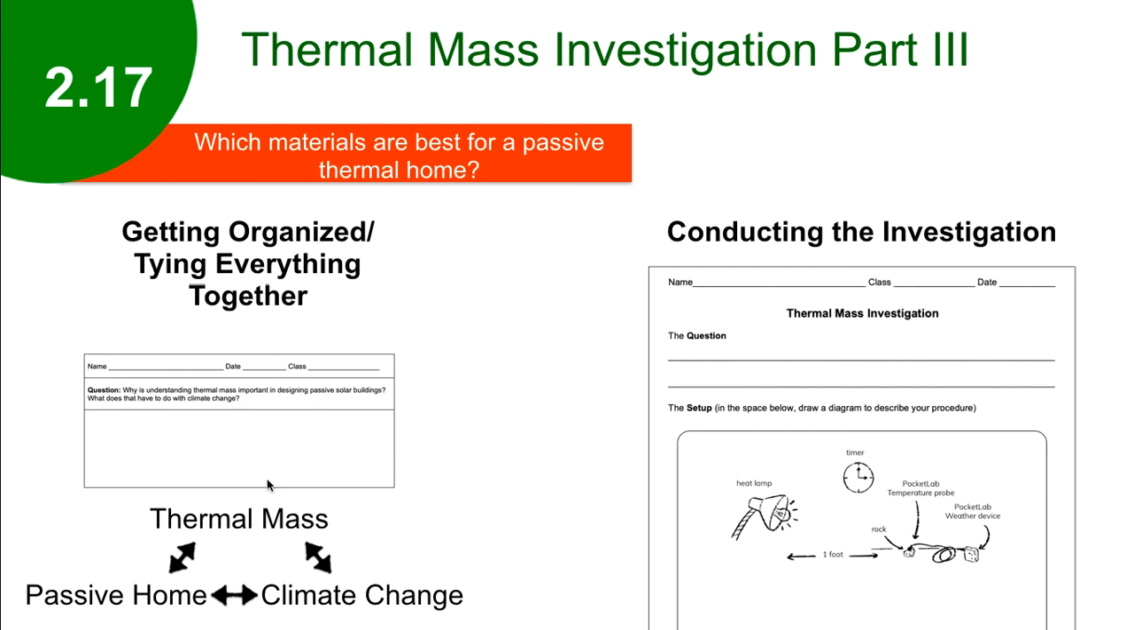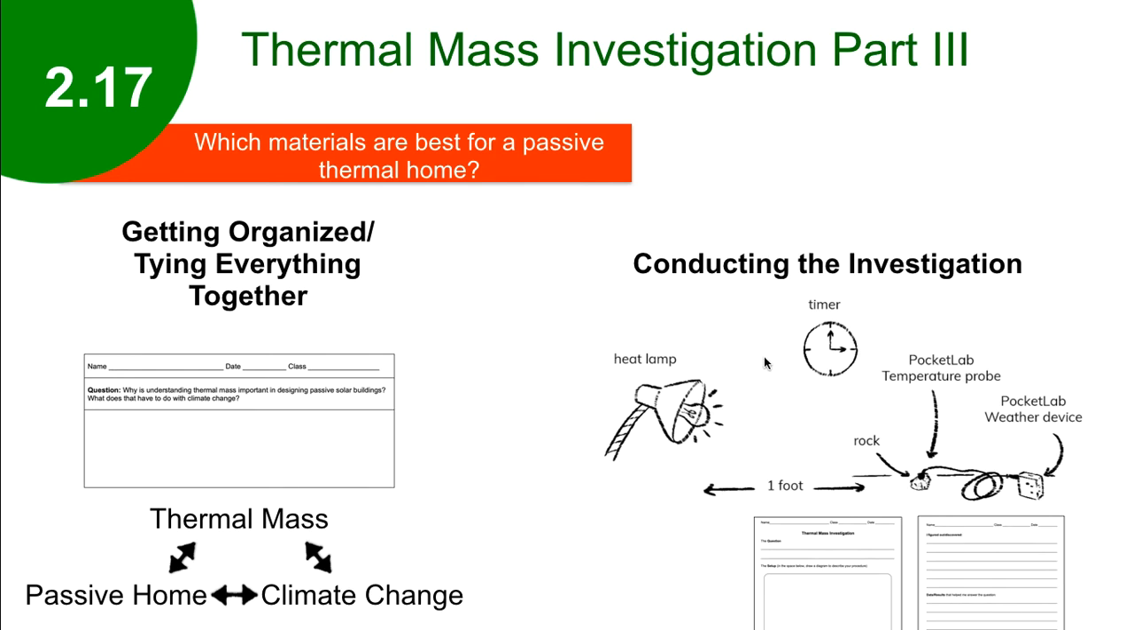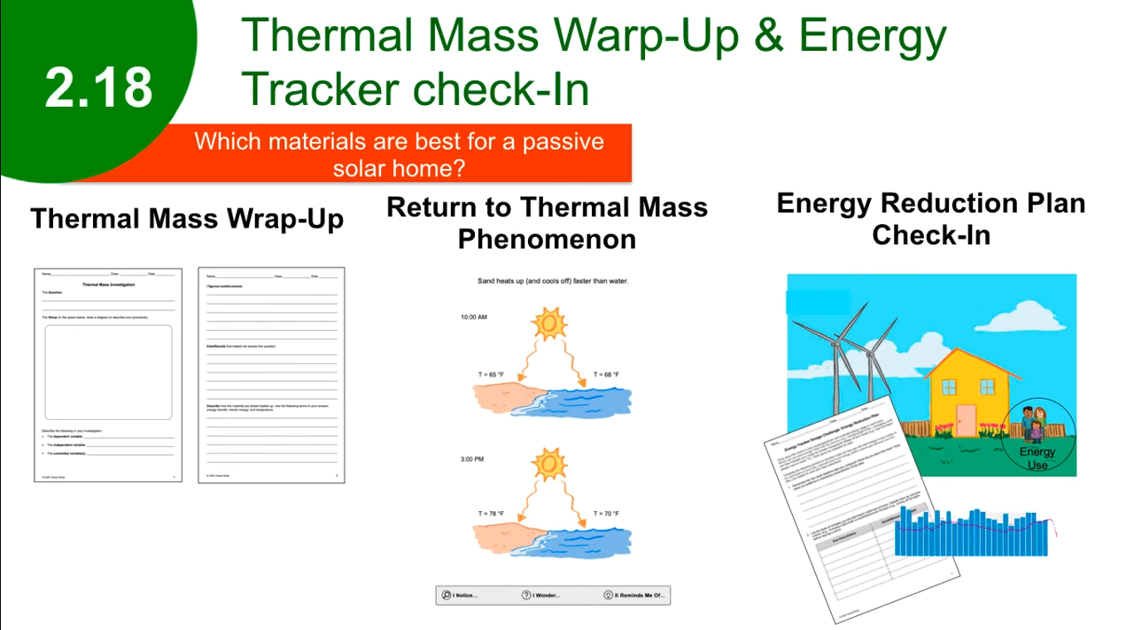Students begin the next class by revisiting the exit ticket from lesson 2.15. We want to make sure that students can articulate how all three of these ideas relate: thermal mass, passive homes, and climate change. And a worksheet then guides students through carrying out their investigations, collecting data, and reflecting on their findings. They'll have a fair test to figure out which materials are going to be best for a passive solar home.